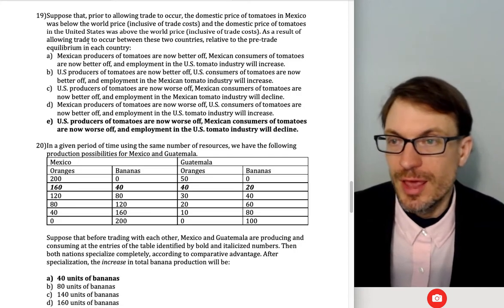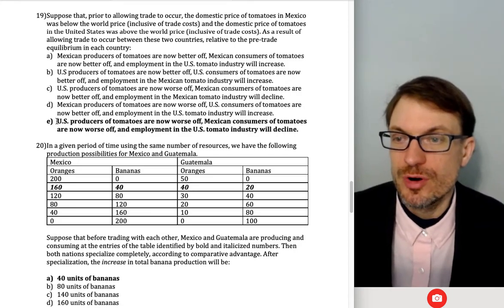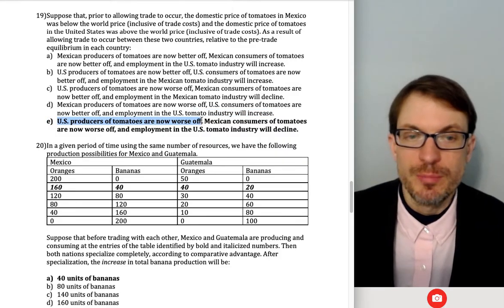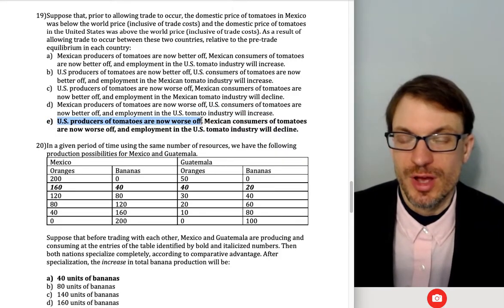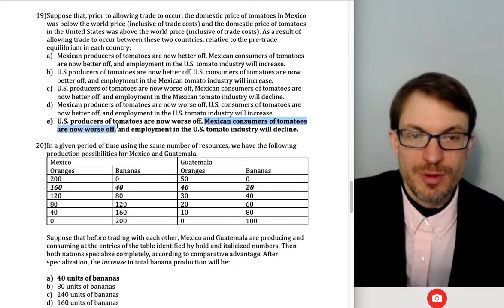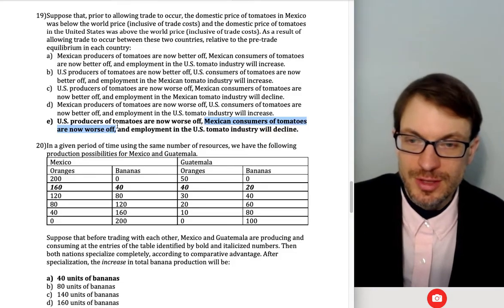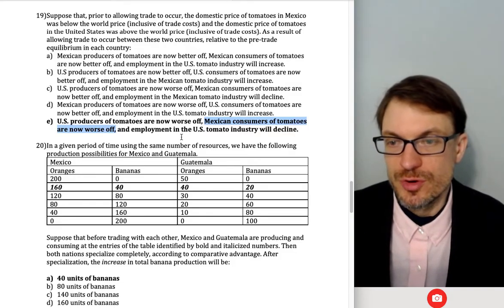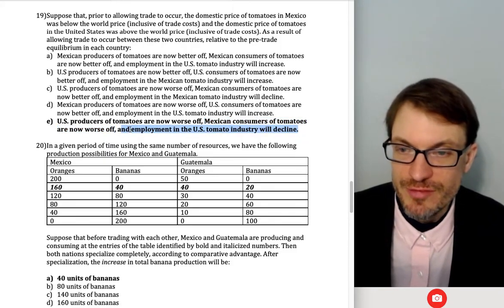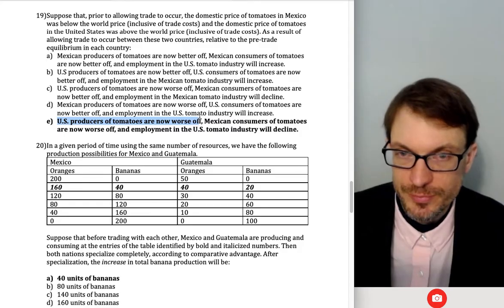As a result of allowing trade, therefore, U.S. producers are worse off when there are imports. The domestic producers are worse off. The U.S. consumers are better off. Mexican consumers are worse off because their tomatoes are being diverted to U.S. consumers, and employment in the U.S. tomato industry will decline. That follows complementarily with this first part, right?